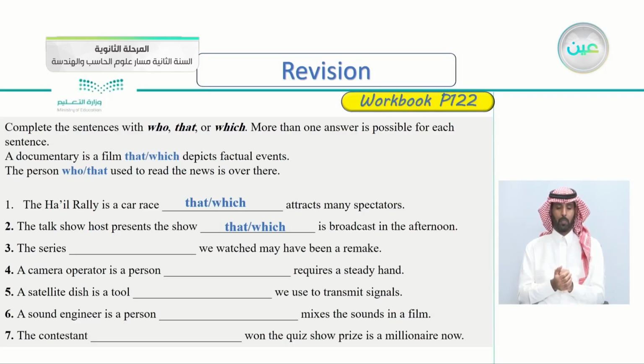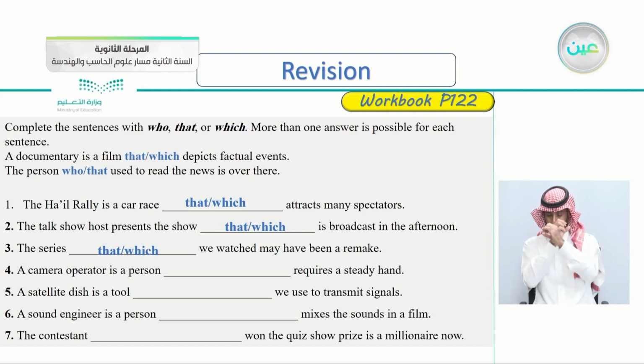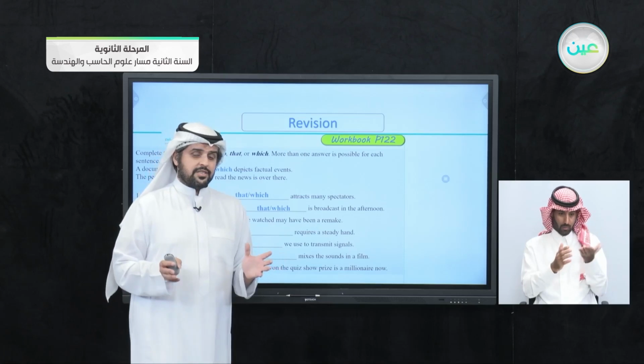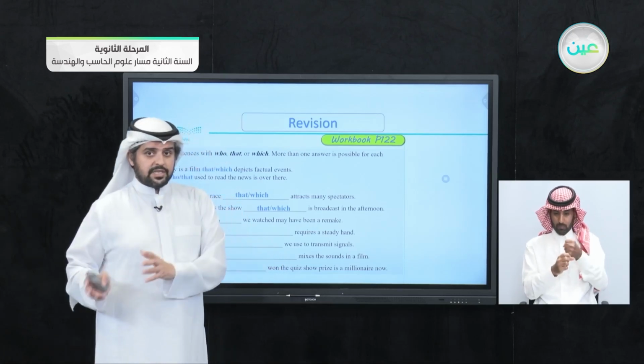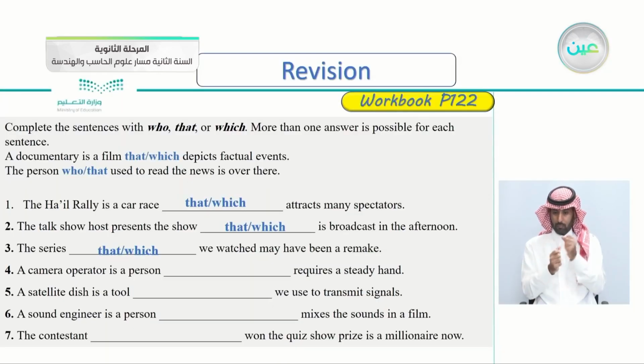The series we watched may have been a remake. So, yes, that or which we watched may have been a remake. Number 4, a camera operator is a person, requires a steady hand. A person. So now we're talking about a person, not a thing. So we say, yes, that or who. We say that or who requires a steady hand.